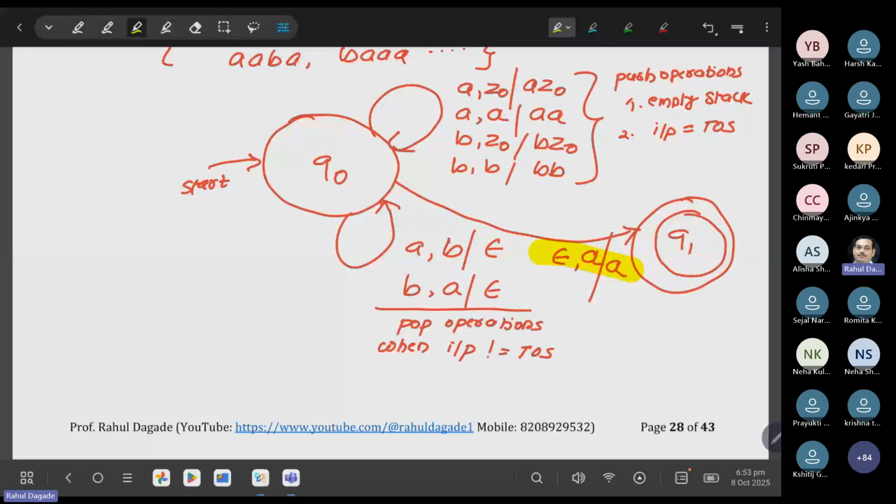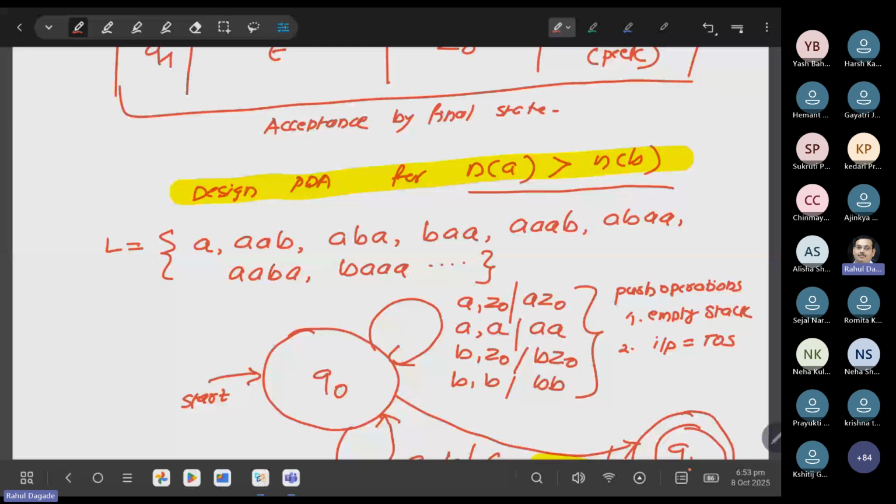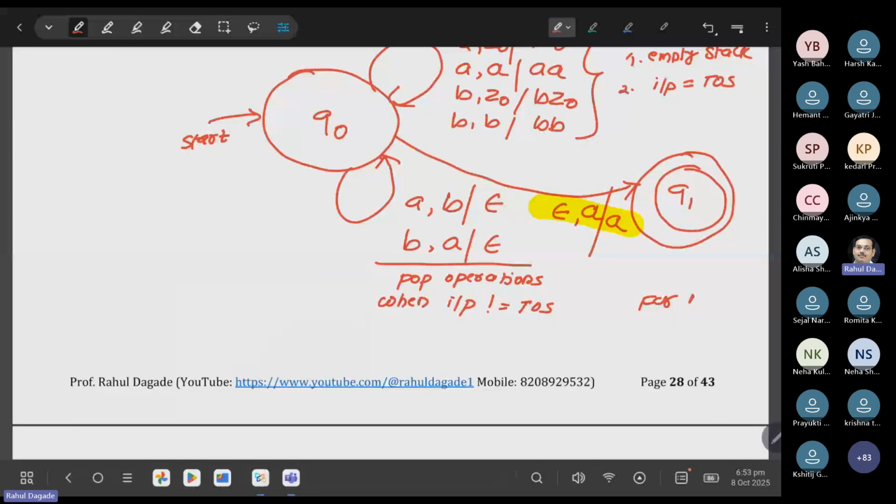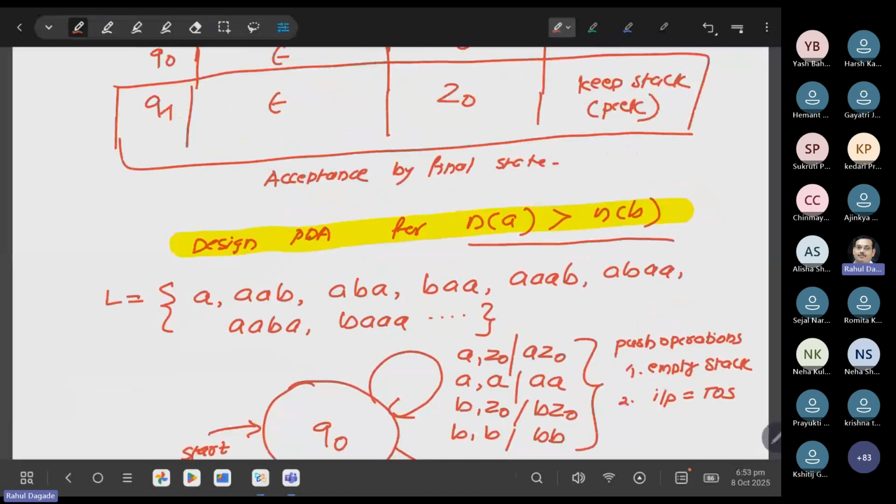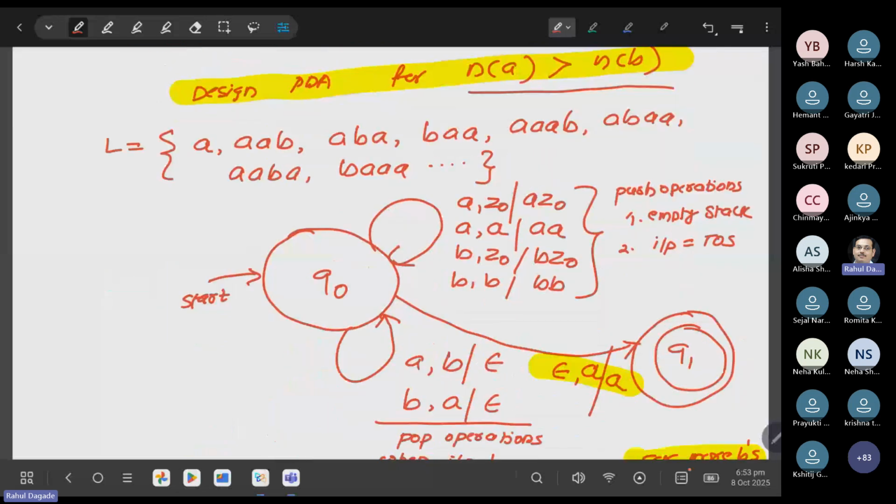If we want more number of B's in the string, then our condition will be: null is the input, B is on stack, then keep the stack. So this is for more number of B's. So this is how you can design the PDA for number of A's equal to number of B's, or number of A's greater than number of B's.